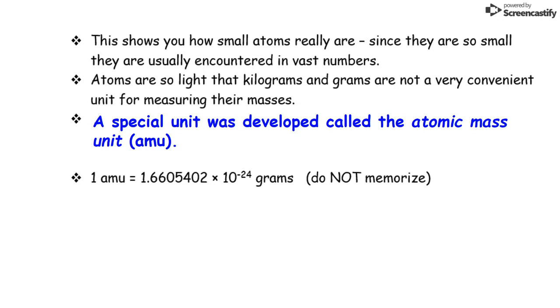And so one AMU, or one atomic mass unit, is equal to 1.6605402 times 10 to the negative 24th grams. Now, just so you guys know, you don't need to memorize this. Notice it says do not memorize, which means that on tests and quizzes, I'll always give you guys this number. It's just something that you need to understand how to use. And so let's talk about where this number actually comes from.